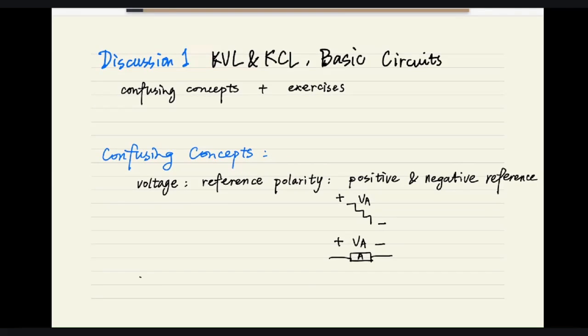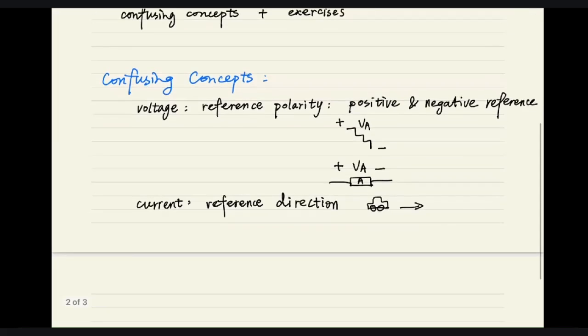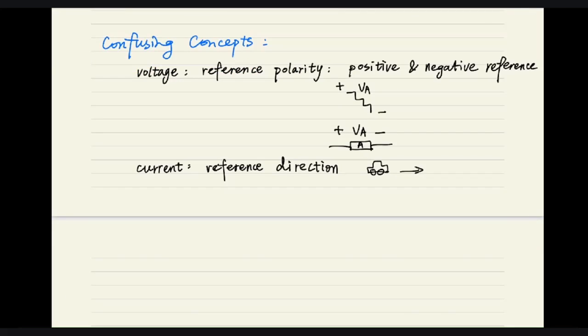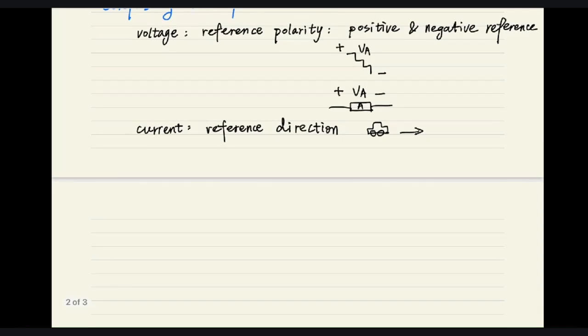And for the current, we call it reference direction. Different from the definition of voltage reference, the direction does not have positive and negative ends. It's just like a car running on a road. It's just an arrow pointing in a direction. Okay, so up to now we are good. But once the reference encounters a word called passive configuration, it is easy to get messy.